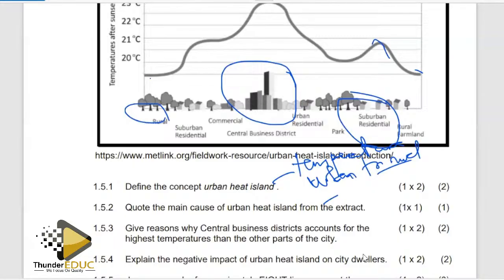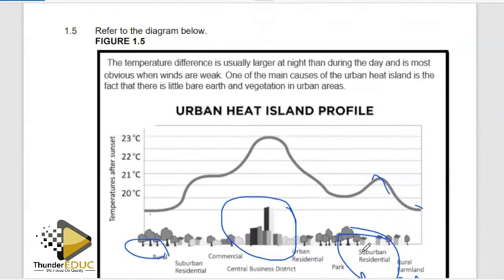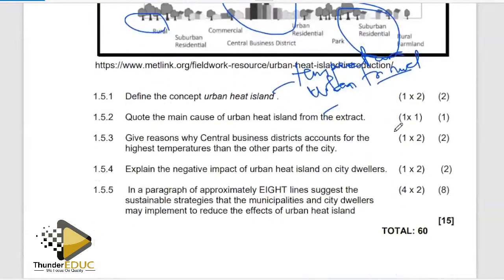Quote the main cause of urban heat islands from the extract. Right. What is the cause here? Is the fact that there is little bare earth and vegetation. That is the cause. One main cause of the urban heat island is the fact that there is little bare earth and vegetation in urban areas. Done.